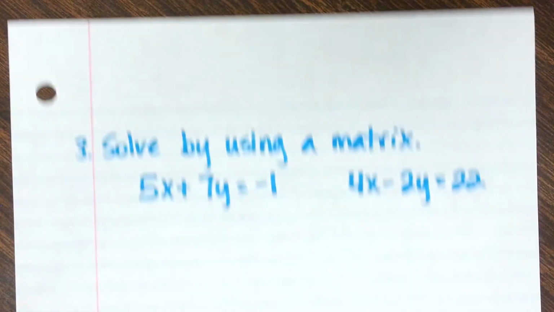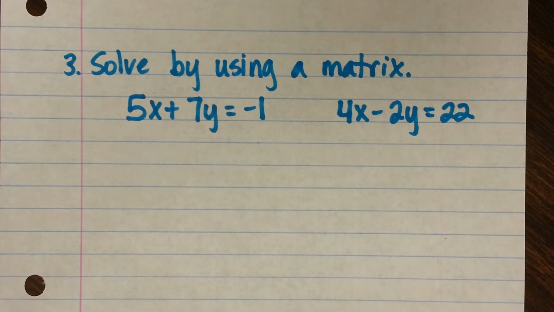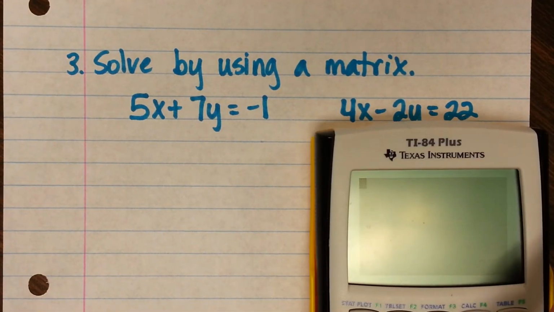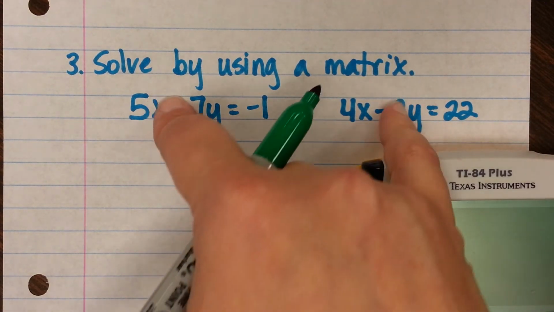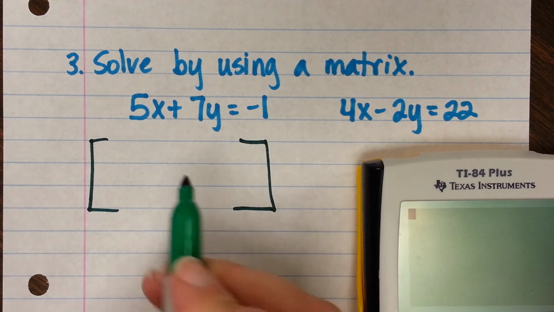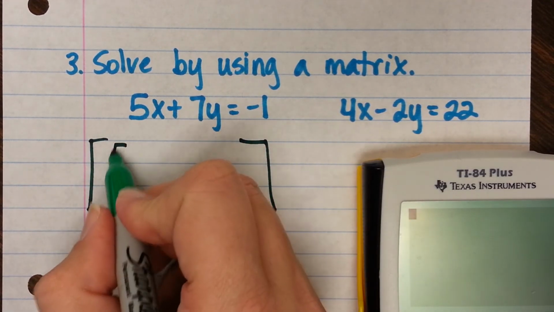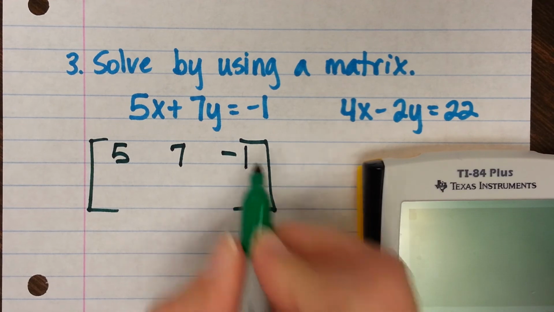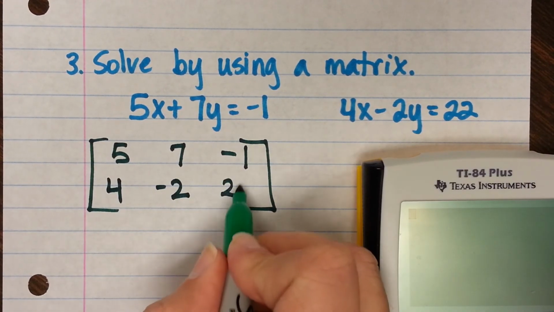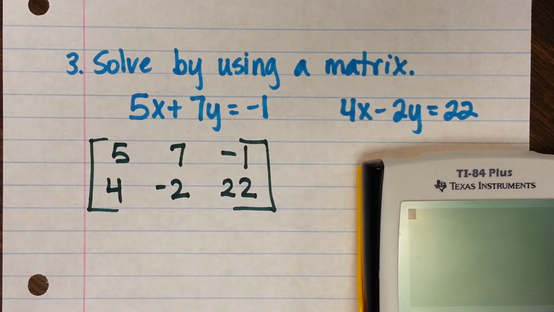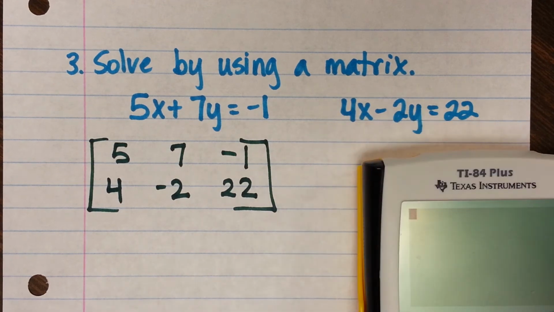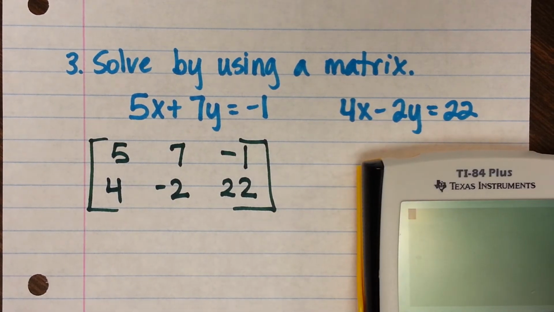Last but not least, on your quiz, you were asked to solve a system using a matrix. So for our matrix, we need a calculator. We also need to know what matrix we're going to start with. So if I'm using these two equations, first I want to write down my information. So across this one, I would use 5, 7, negative 1. For this one, I would use 4, negative 2, and 22. Both of them were in standard form, and they were x, y, and then a number, x, y, and then a number, so I didn't get tricked by them being out of order or anything.